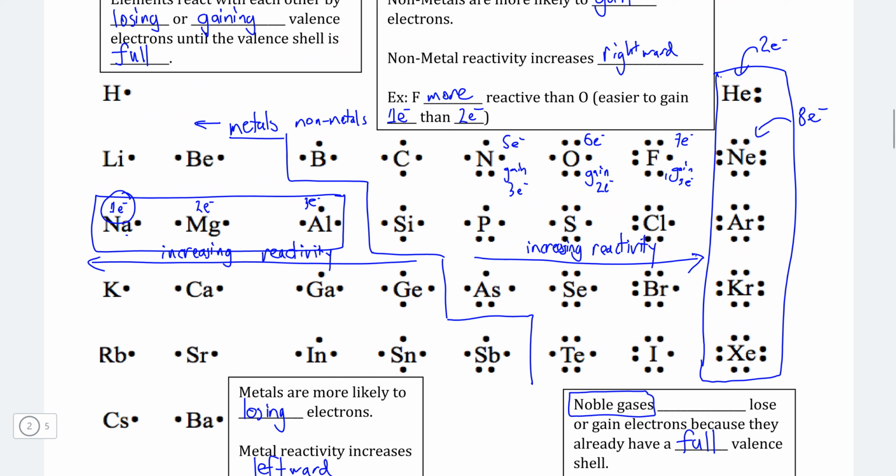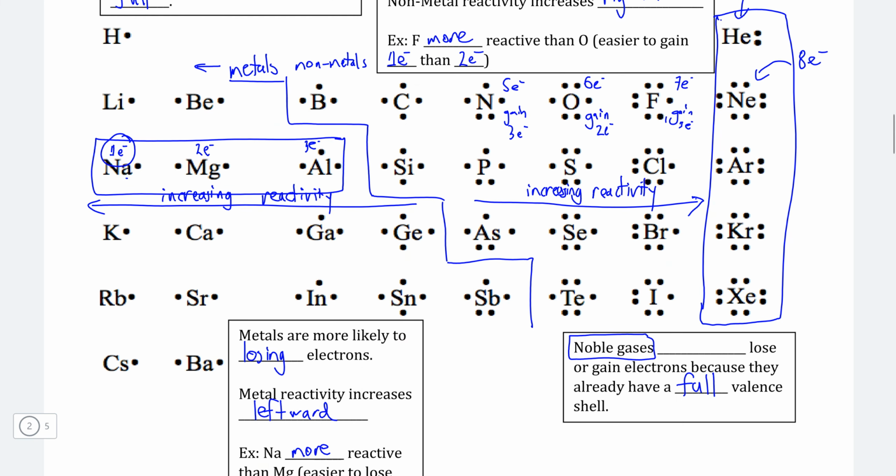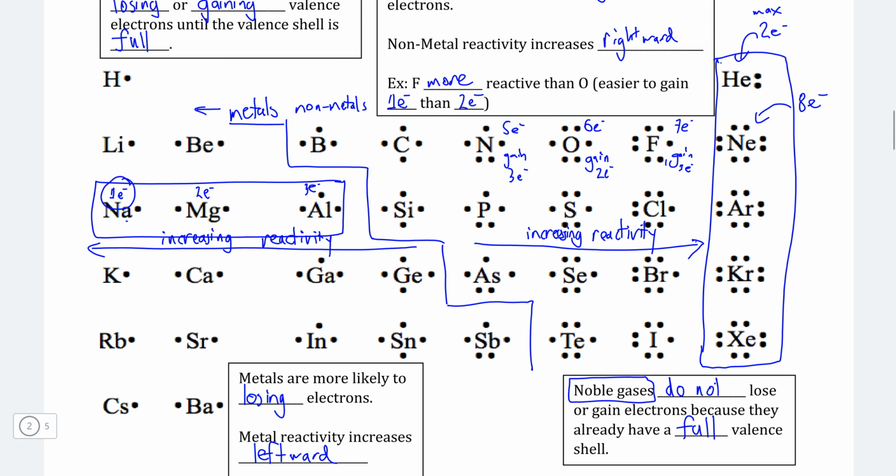So neon and below already have a full octet, and helium doesn't actually need an octet because we remember the first shell of electrons has a maximum of 2. So every single one of these elements in the noble gas family already have a full valence shell, and therefore noble gases don't need to lose electrons because then they would be giving up a full valence shell, nor do they need to gain electrons because that means they would be adding electrons on top of a full valence shell, which doesn't really make a lot of sense to do.